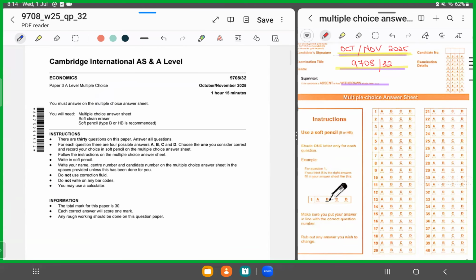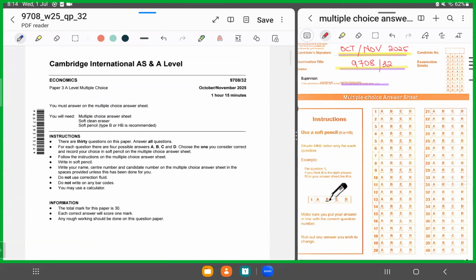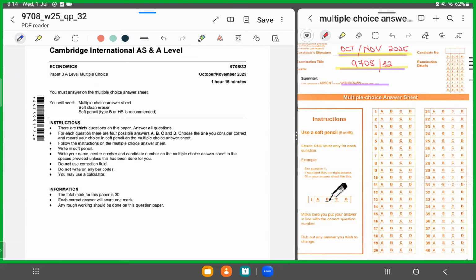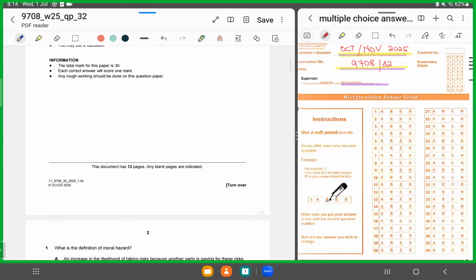Today I brought for you all October-November 2025 9708 variant 32. We'll be looking at MCQs today. Let's see what this paper has brought for us. Moving forward, MCQ number 1.